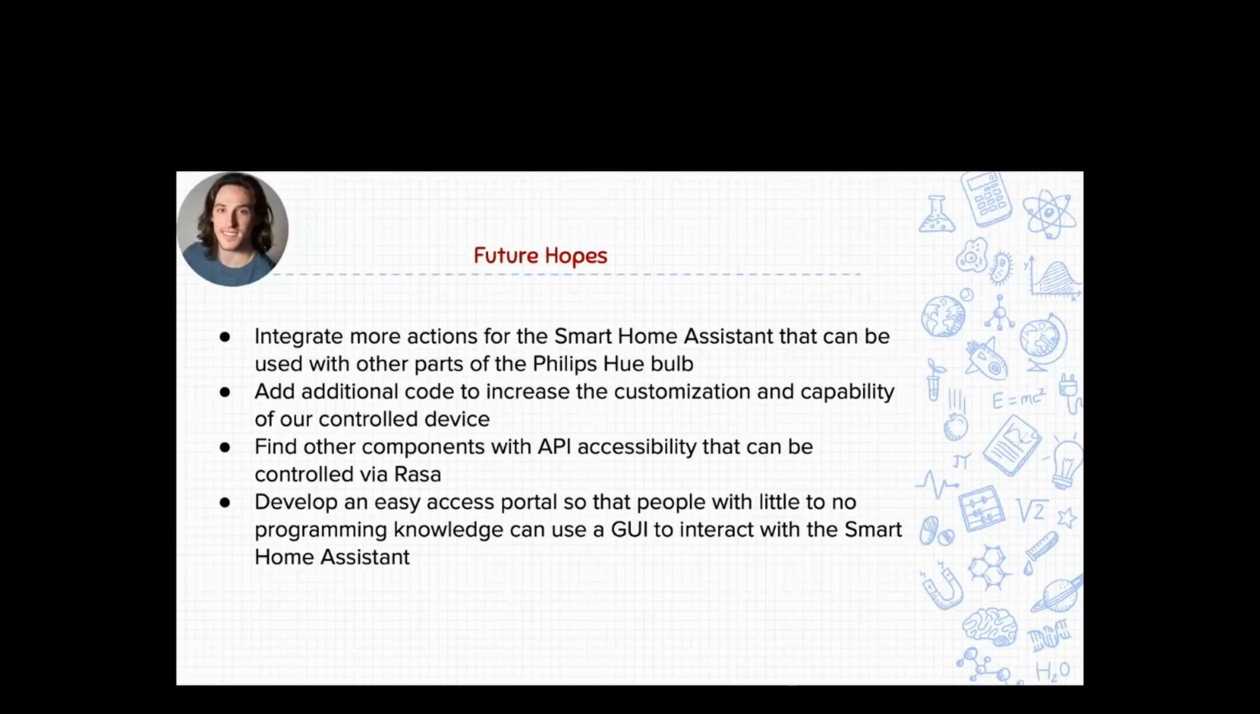Future hopes of our project are to integrate more actions for the Smart Home Assistant that can be used with other parts of the Philips Hue bulb, add additional code to increase the customization and the capability of our control device, find other components with API accessibility that can be controlled via Rasa, and develop an easy-to-access portal so that people with little to no programming knowledge can use a GUI to interact with the Smart Home Assistant.